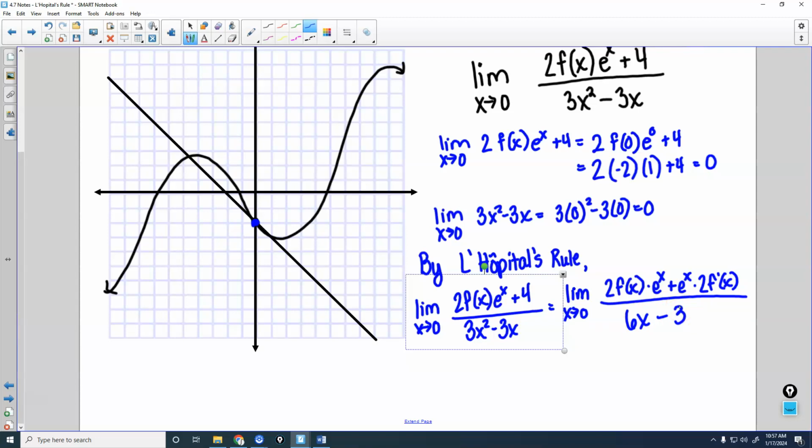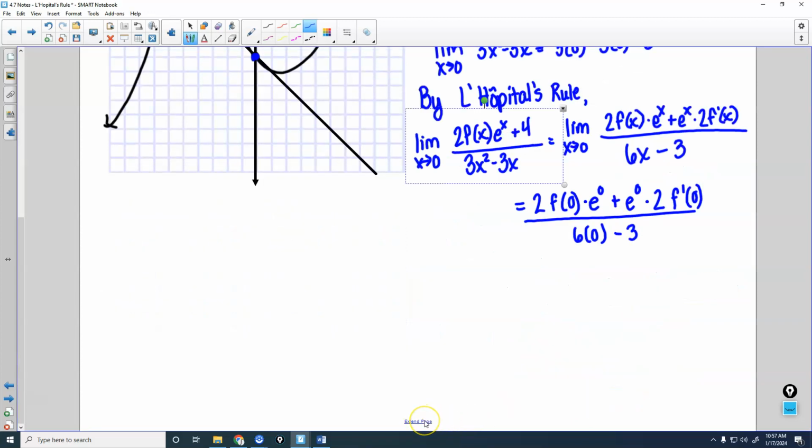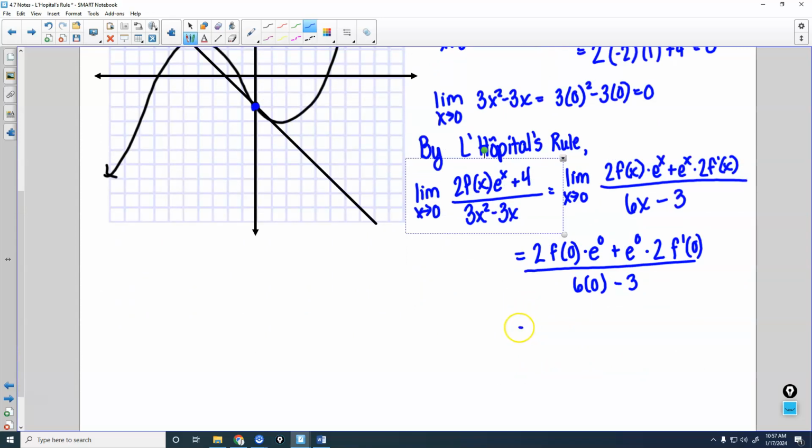And so now we want to plug in that number. If you want, you can factor out 2e^x. It really doesn't matter. Let's just plug in. We get 2f(0) times e^0 plus e^0 times 2f'(0), over 6 times 0 minus 3. Once you've plugged in your number, you can drop your limit notation. And we already found f of 0, it was negative 2. e to the 0 is 1.